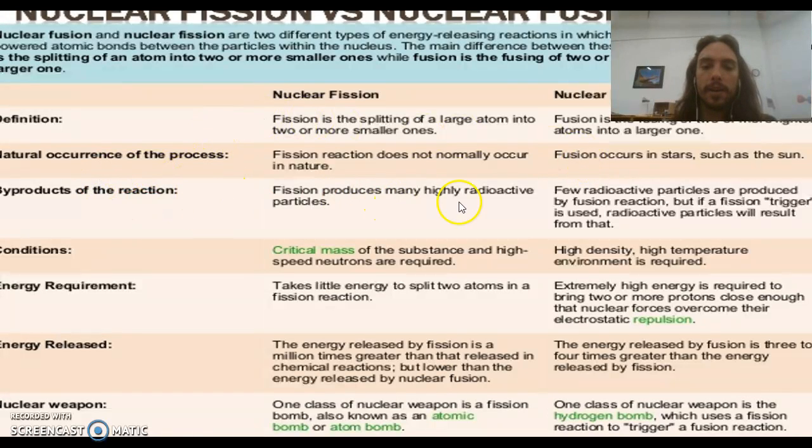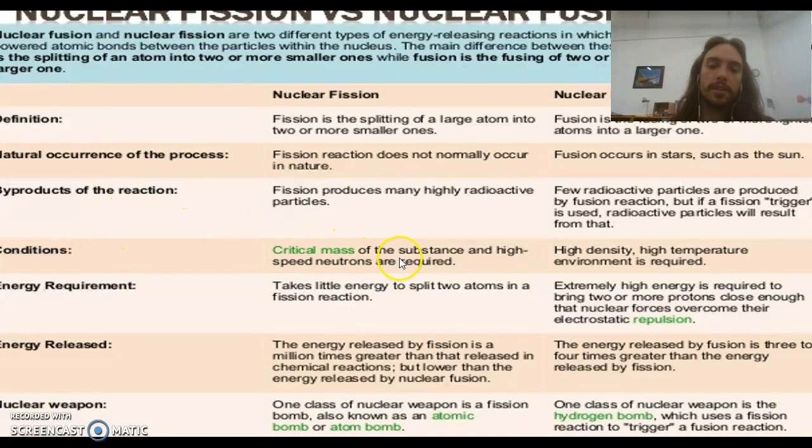So we've got some byproducts. Fission produces many highly radioactive particles. Fusion has hardly any radioactive particles. The only time it does is if you have to use a fission trigger to create this fusion reaction, like I was telling you about. Some conditions.